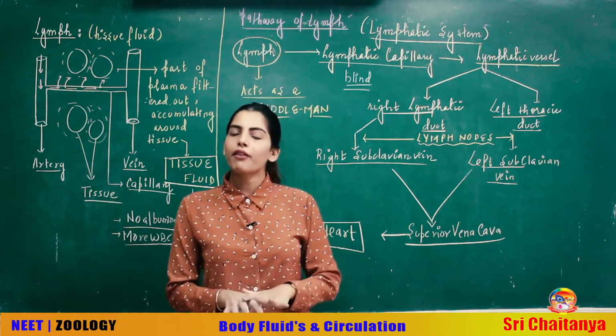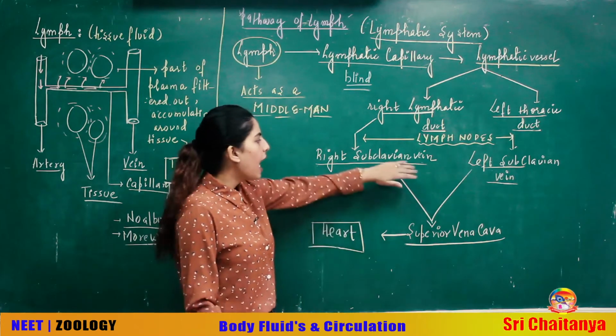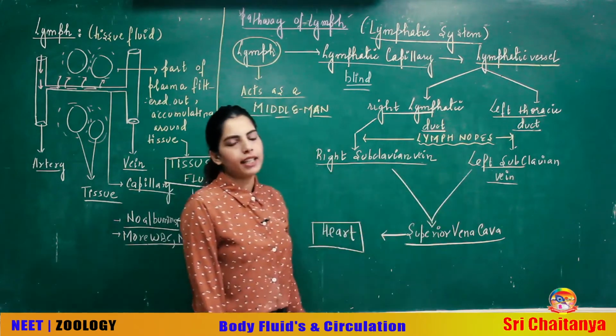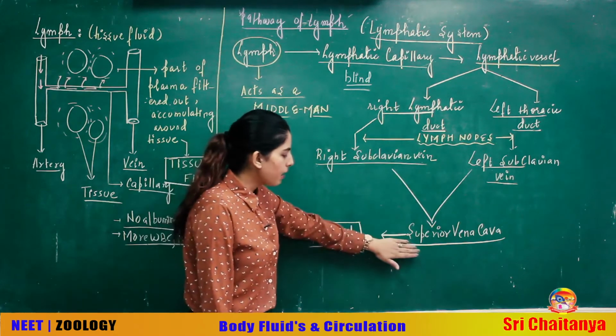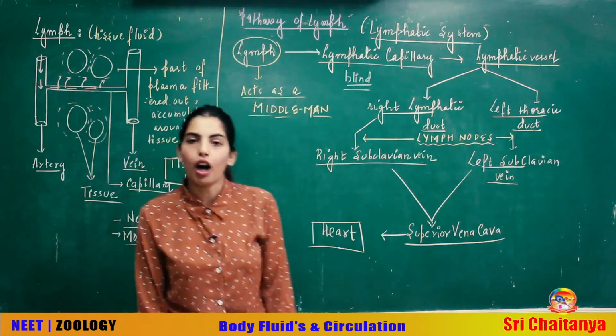Lymph nodes have lymphocytes which are going to filter out the antigens, remove everything, and then it is ready to be sent into the veins, which ultimately merge with the superior vena cava, which ultimately sends blood into your heart.